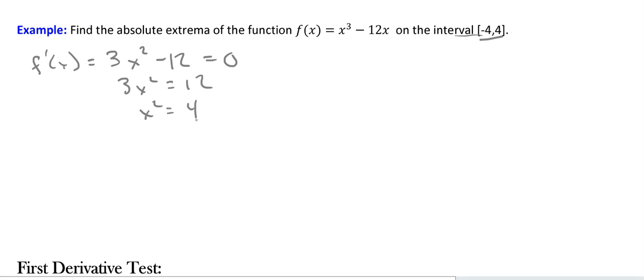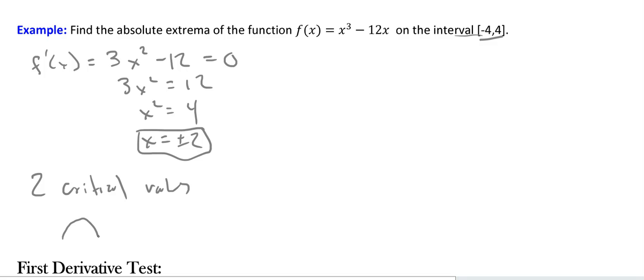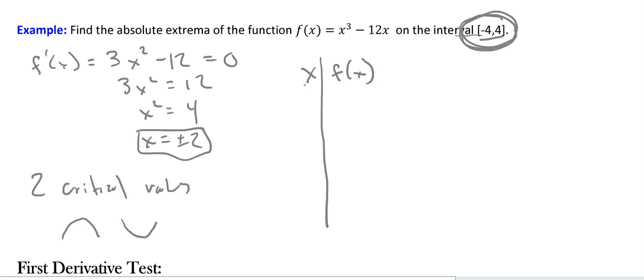We have two critical values. At these points, we have either relative maximums or relative minimums. The question is, will we have an absolute maximum at one of these points or at the endpoints? So we're going to create a table, and we're going to put all of these points on that table. We're going to start with negative 4, then negative 2, then positive 2, then positive 4. That accounts for my endpoints and my critical values.